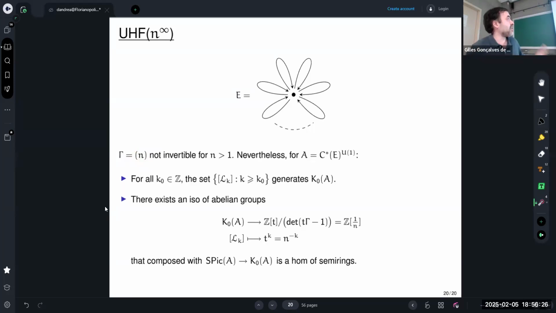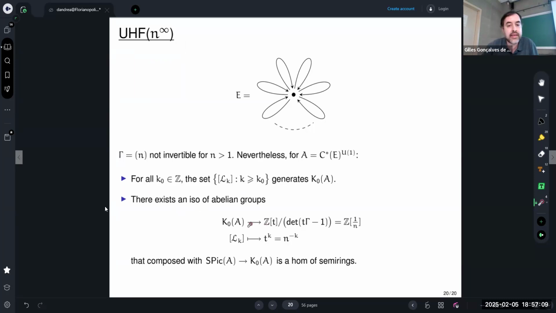But the point is that for some reason, even if you cannot apply the theorem, you can prove explicitly for this example that many of the things I said are still true. I don't know if it is a coincidence or whether one can generalize that theorem. For example, you can prove that the AF core is now the UHF n-infinity algebra. You can still prove that if k0 is an integer and you take all line bundles Lk with k greater than or equal to k0, then they generate the K theory. But they are not a basis because the K theory is now not a free group. Still, you can take any of these infinite sets of line bundles and you get generators.